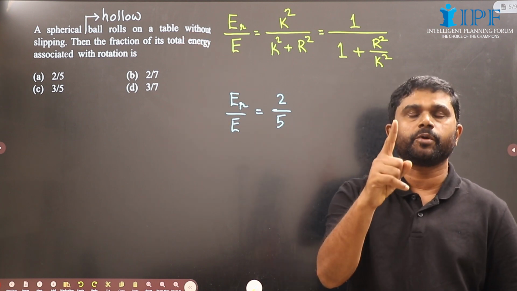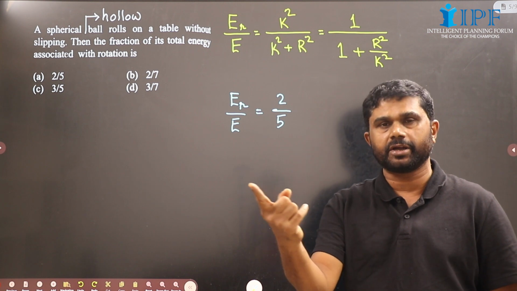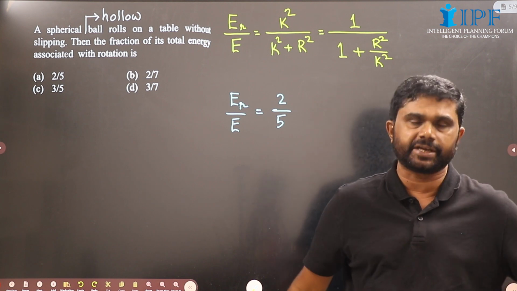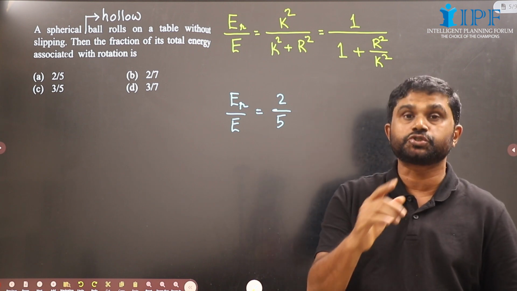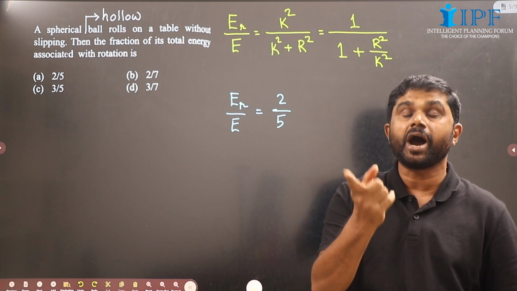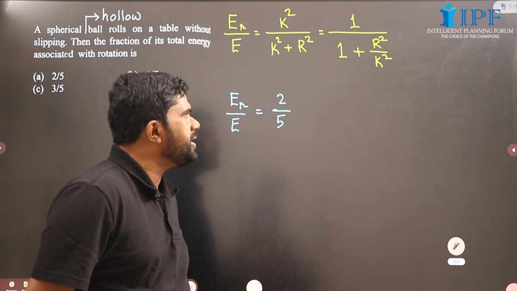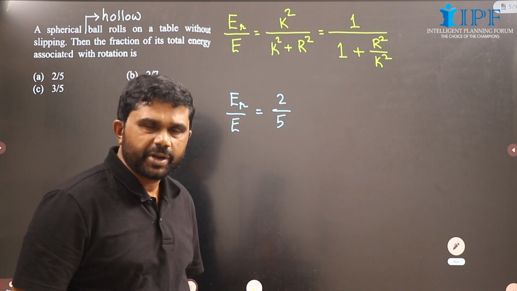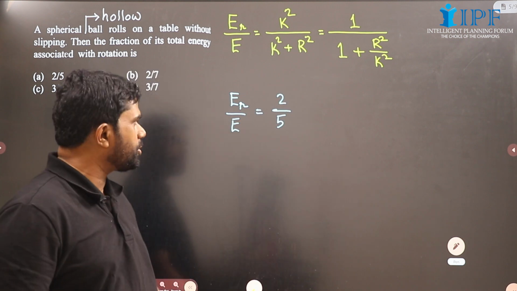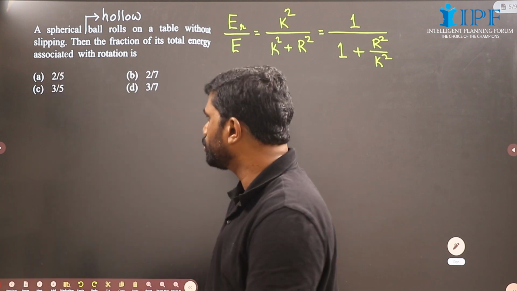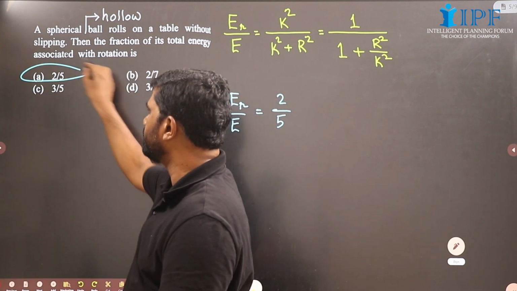So moment of inertia is 2 by 3 mr square, and k square by r square is 2 by 3. So r square by k square will be 3 by 2. 1 plus 3 by 2 will be 5 by 2, and its reciprocal will be 2 by 5. Okay, 2 by 5 means the first one.